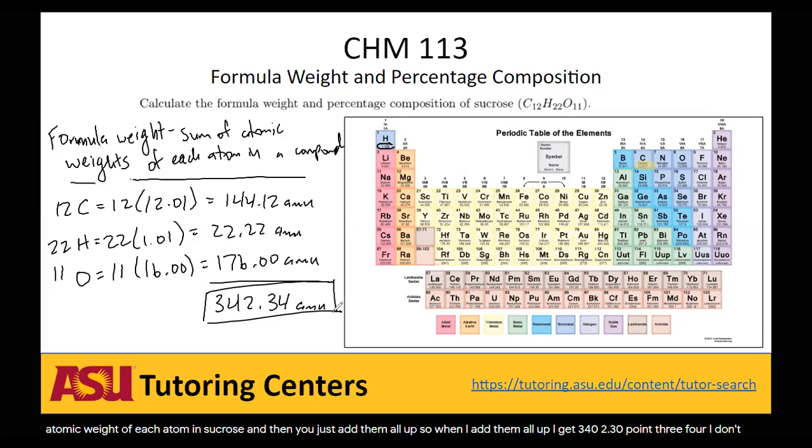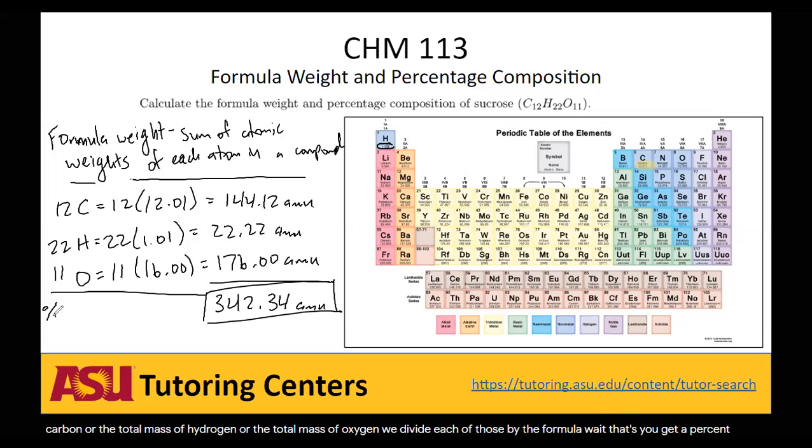Now, if you want to do percent composition, you essentially want to say, okay, how much is carbon contributing to that 342.34 AMU? Is it a lot? Is it a little? If we look at hydrogen, hydrogen only weighs 22.22. So 22.22 compared to 342 is pretty small. So hydrogen doesn't contribute to the mass as much as, say, carbon or oxygen. So to find the percentage of each of these, we just take the total mass of carbon or the total mass of hydrogen or the total mass of oxygen. We divide each of those by the formula weight. That's how you get a percent composition.